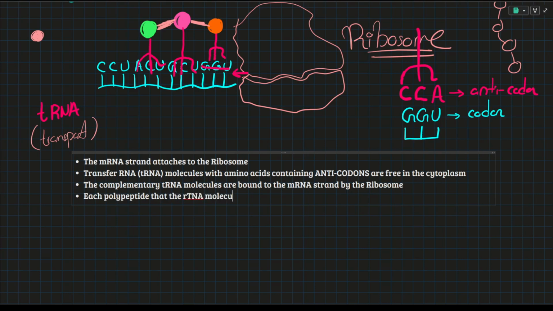tRNA molecule, there's a mistake in this. I'm going to correct that after I'm done with this. Each amino acid that the, let's say, tRNA molecule carries is successfully bonded to each other via, what are the bonds that form between amino acids? That would be peptide bonds.